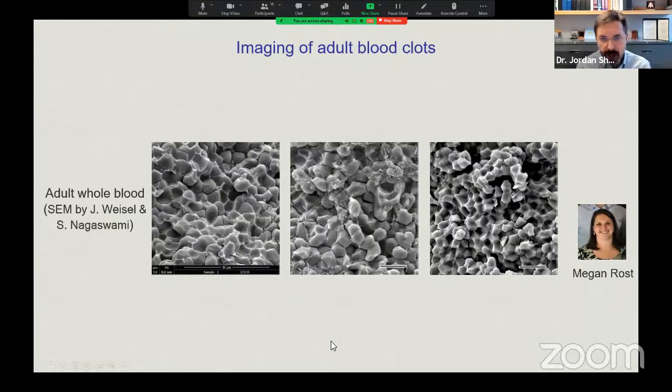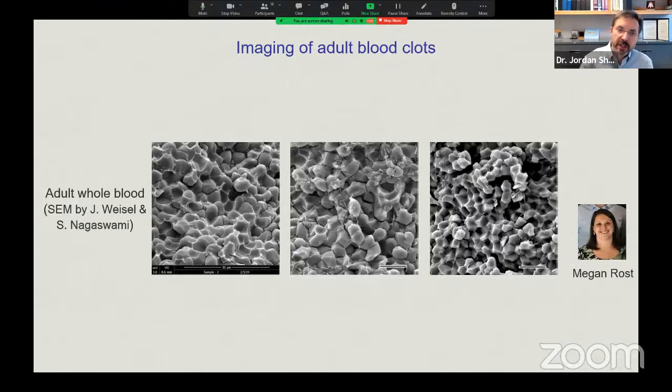So we've also done some imaging of adult blood clots. This was work done by a former postdoctoral fellow in the lab, Megan Rost Griffin. And what she did was she worked with John Weisel at Penn. We took adult whole blood from fish and tested it. We let it clot, and then John's group did scanning electron microscopy.